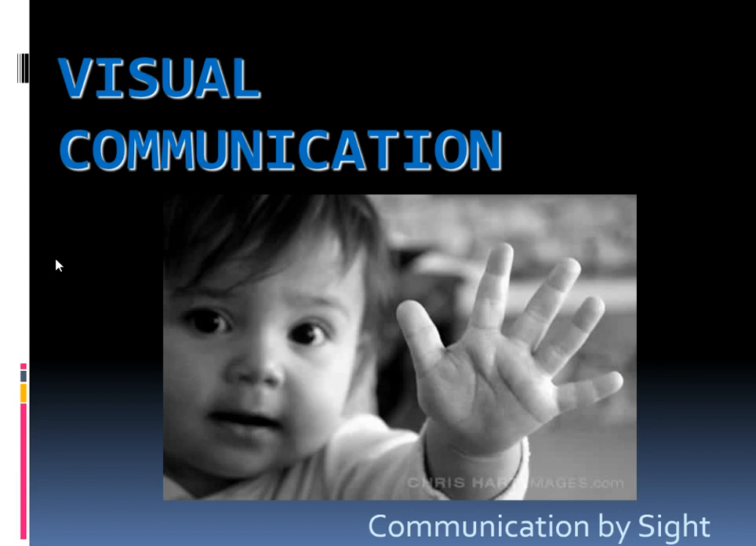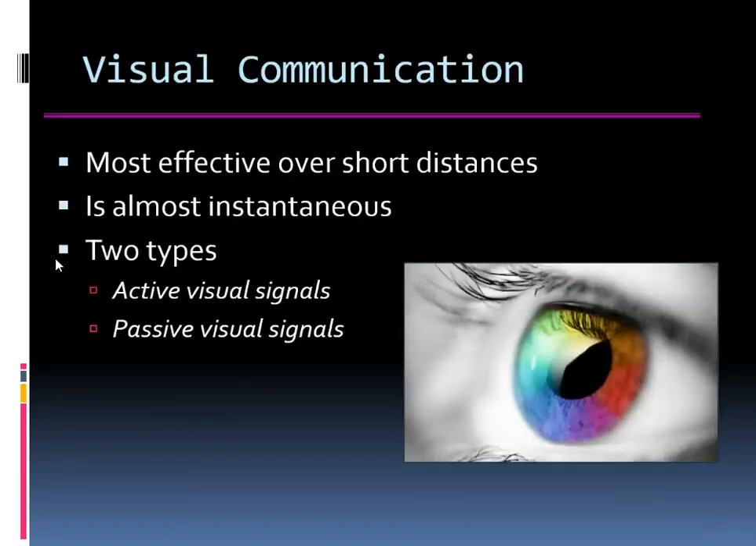Okay, so we're going to talk about 2 things today. We're going to talk about visual communication, and we're going to talk about auditory communication. And we're going to focus on those. And visual communication, just as a little review, is most effective over short distances. It's almost instantaneous, okay? Now, there are problems if you have something blocking the way or if it's dark. So this is really a diurnal thing, a daytime thing, and we are predominantly visual and we are diurnal, so there you go.